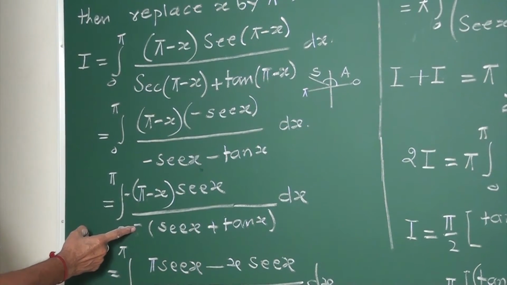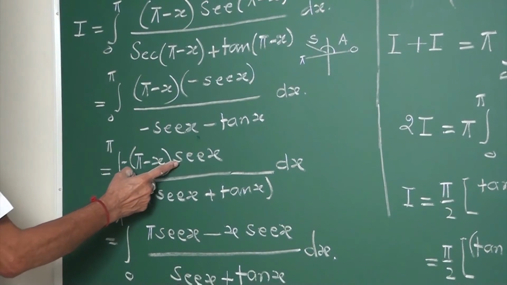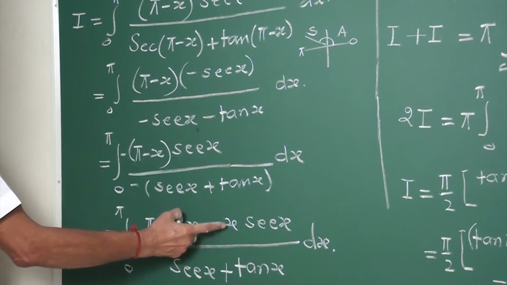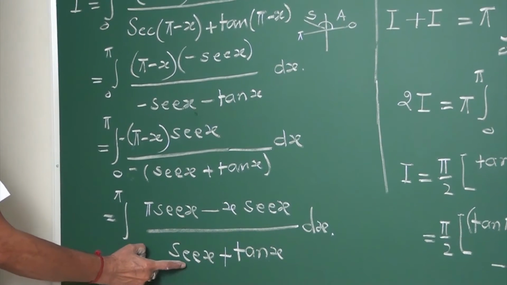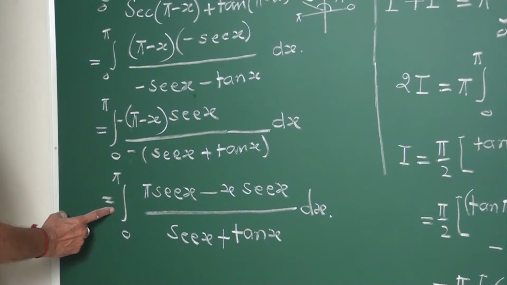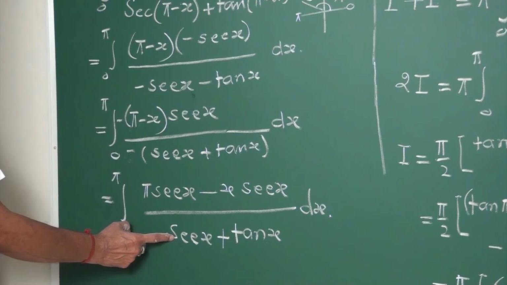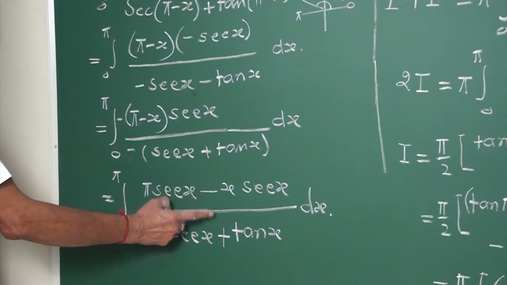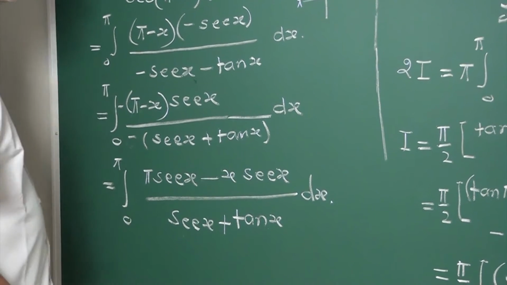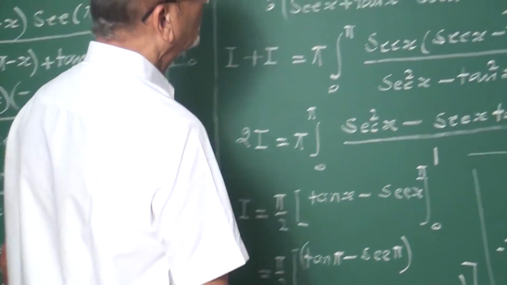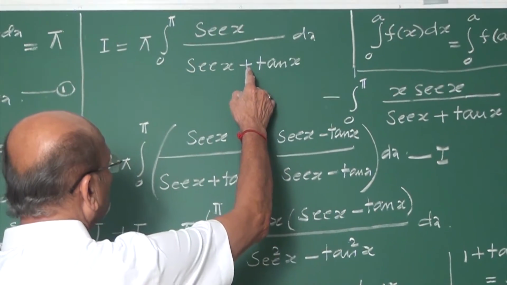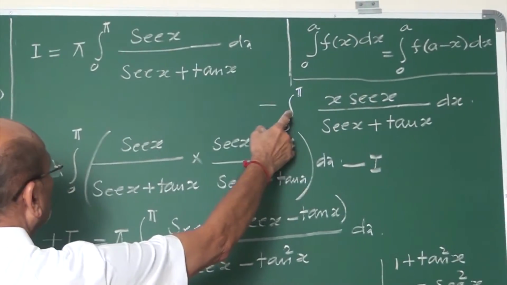Minus upon minus is plus. Simplify. Pi sec x upon the denominator. Two integrals, pi constant out: sec x upon sec x plus tan x minus x sec x upon sec x plus tan x. I have written, my friends, two integrals. This is one, this is second.